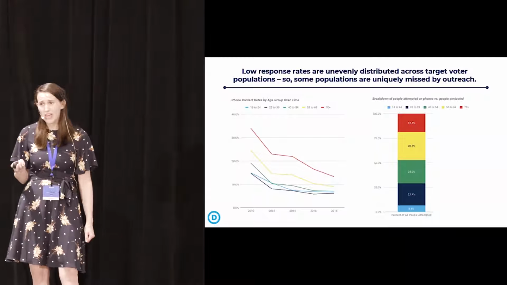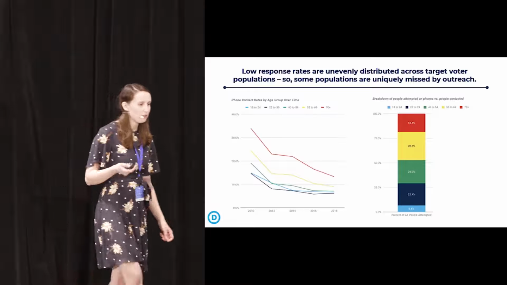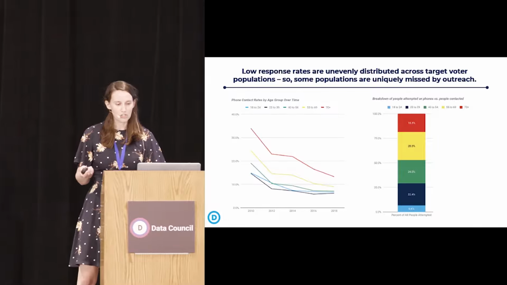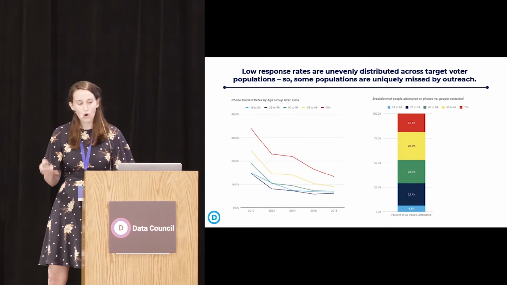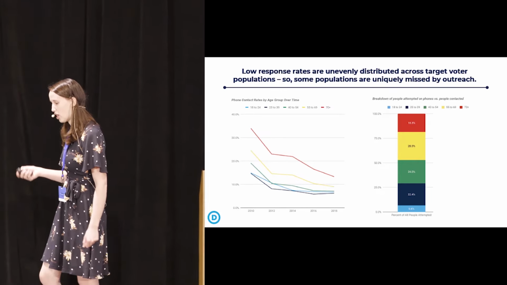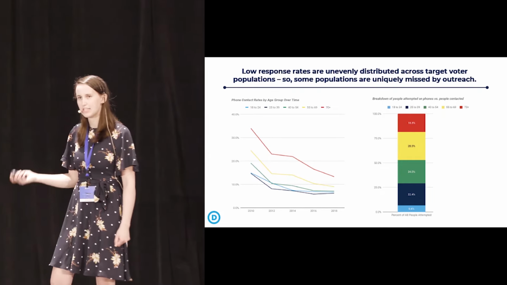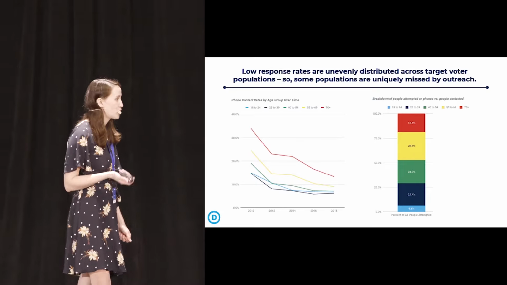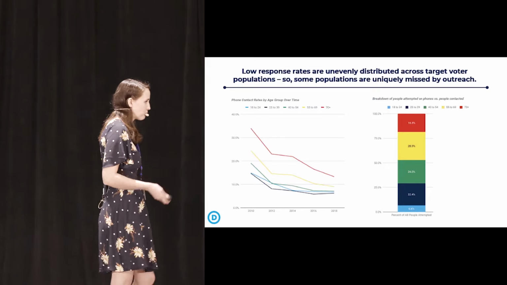So that means that we know that there are particular groups of people, especially groups like younger voters, that we know are especially important targets for campaigns to reach and mobilize to vote, that are uniquely hard to reach through traditional outreach.